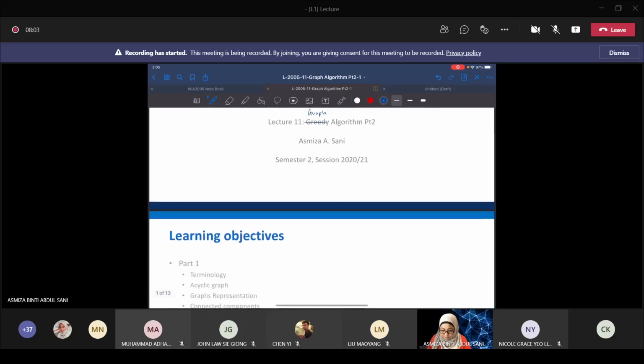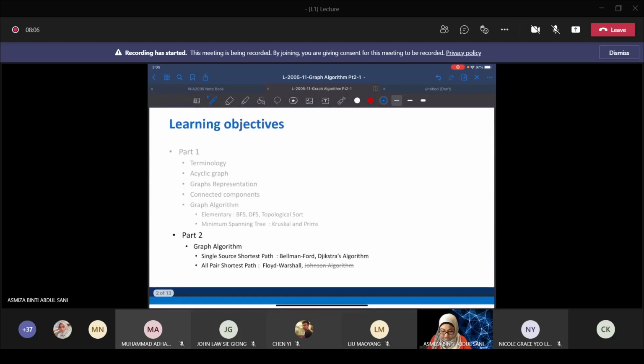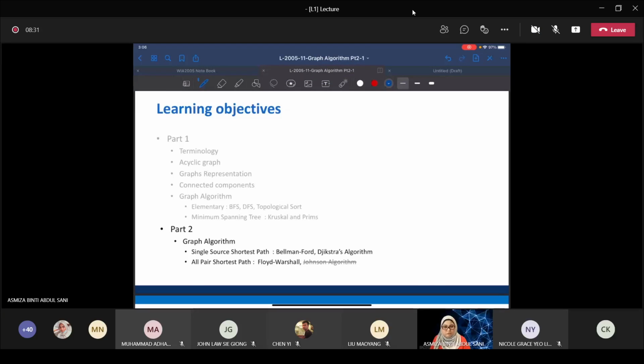Okay, so today we're going to be looking at part 2. We're going to be looking at graph algorithms which we call the single source shortest path. So we're going to be looking at Bellman-Ford and Dijkstra algorithm. And then we're going to be looking at Floyd-Warshall, which is for all pair shortest path. We're not going to be looking at Johnson algorithm. I decided to take out Johnson algorithm. For those of you who are interested, you can read it as additional information.